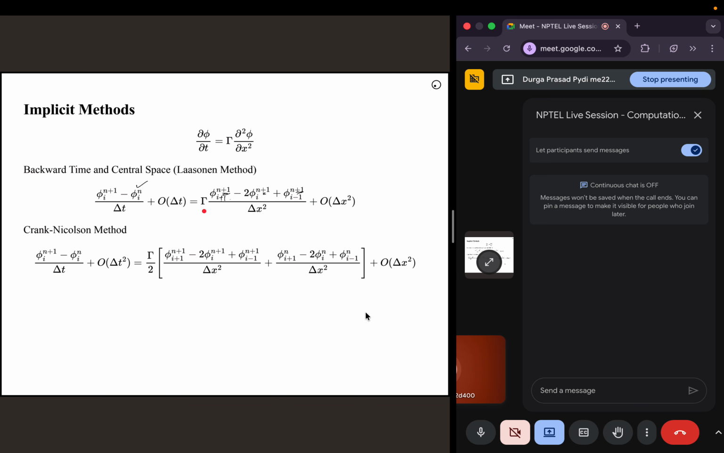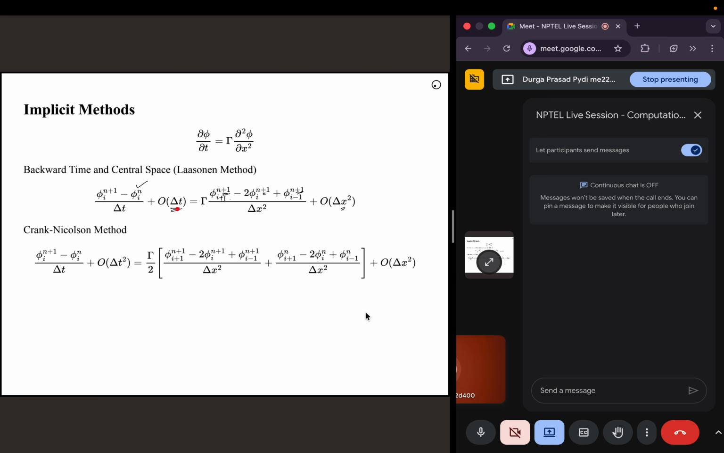So all this results in is a matrix form, and all we have to do is solve that matrix using a direct method, or you can also solve them using iterative methods, whichever way you choose, and solve for that set of equations. But this is first order in time and second order in space.